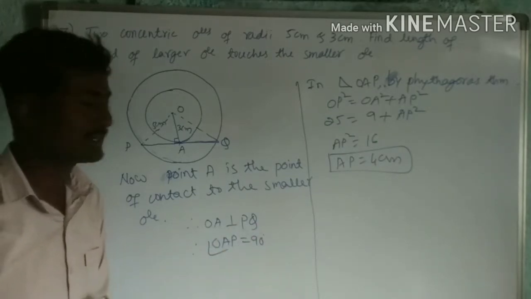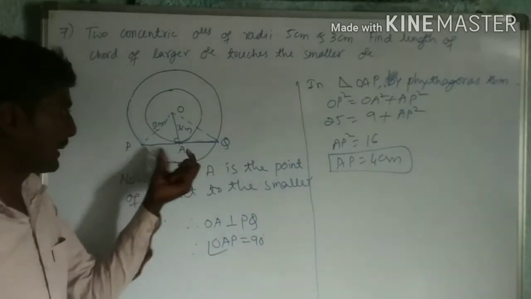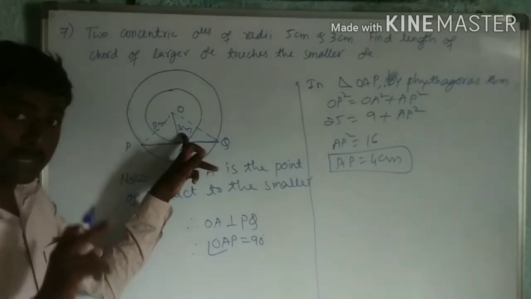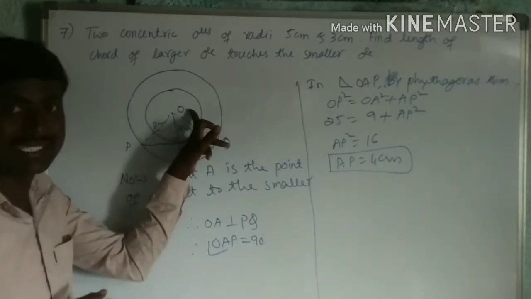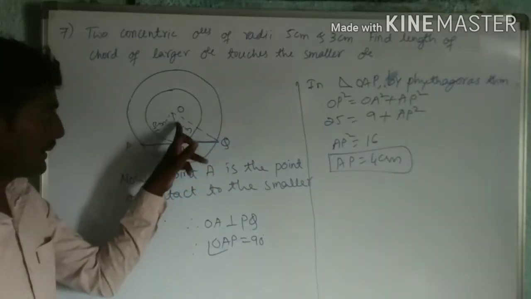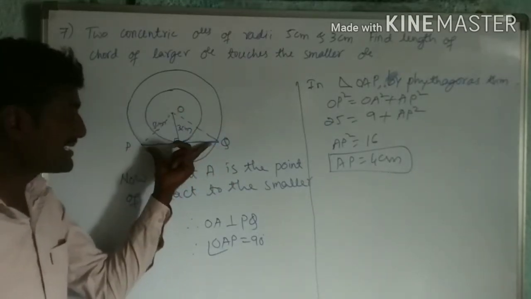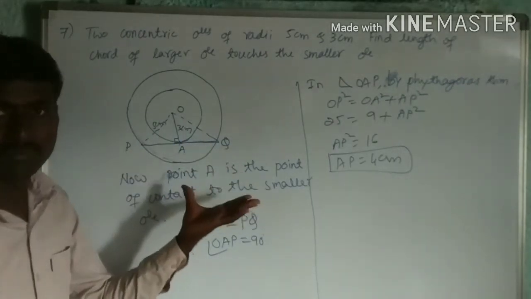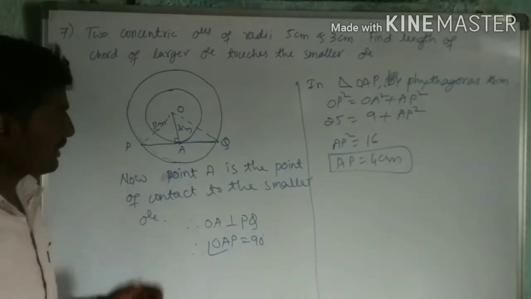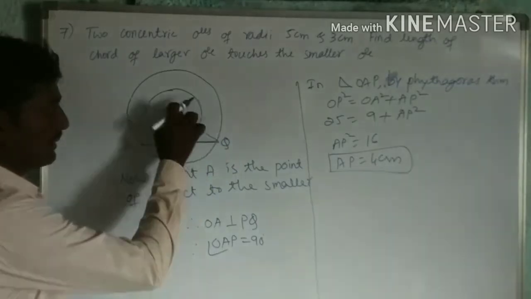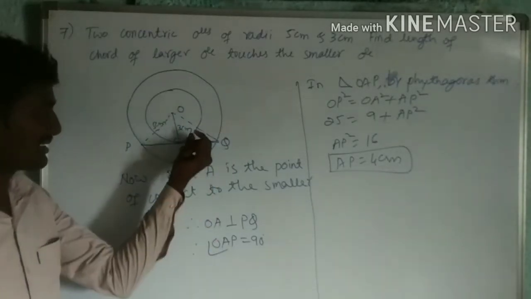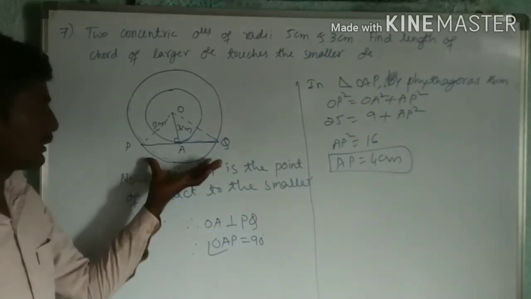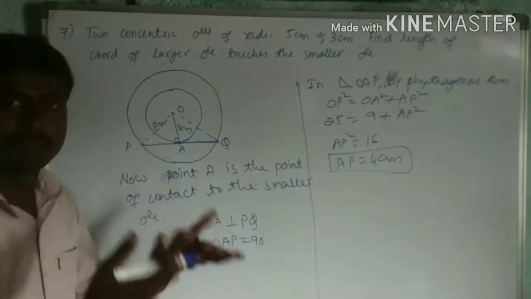So OA is perpendicular to the chord PQ, and that perpendicular is from the center of the circle. That means the perpendicular from the center of the circle bisects the chord, so I can write PA is equal to AQ. This is one way. Otherwise you can apply the Pythagoras theorem for this right angle triangle, get AQ, and then find PQ. AP plus AQ will be PQ.